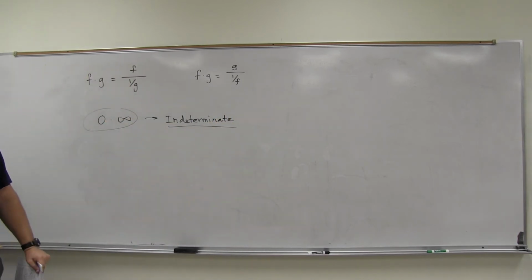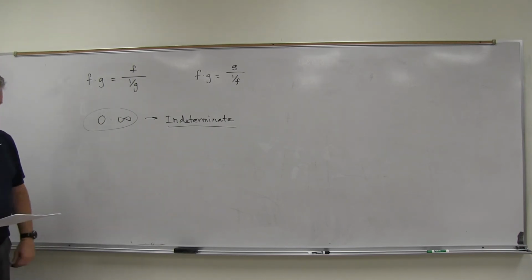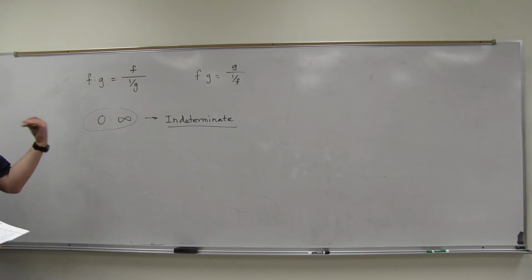Zero times infinity is indeterminate. You just don't know what it can do. It may be 0, it may be infinity, it may be a number. That's what we're saying. You just can't tell what you have if you have 0 times infinity.